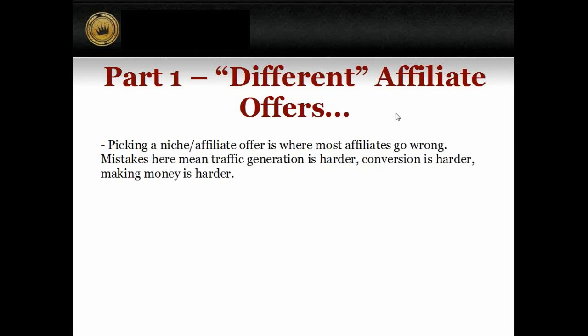So the first point to be made here is that with this system, and really with most forms of affiliate marketing, I think picking a niche, an affiliate offer, is where most affiliates go wrong. And it sucks because mistakes at this part of the process mean that everything from here forward is more difficult. So when you pick a bad affiliate offer, when you pick the wrong niche or the wrong keywords to go after, it makes generating traffic harder. When you're in a niche that's too competitive, it's just more difficult to get traffic.